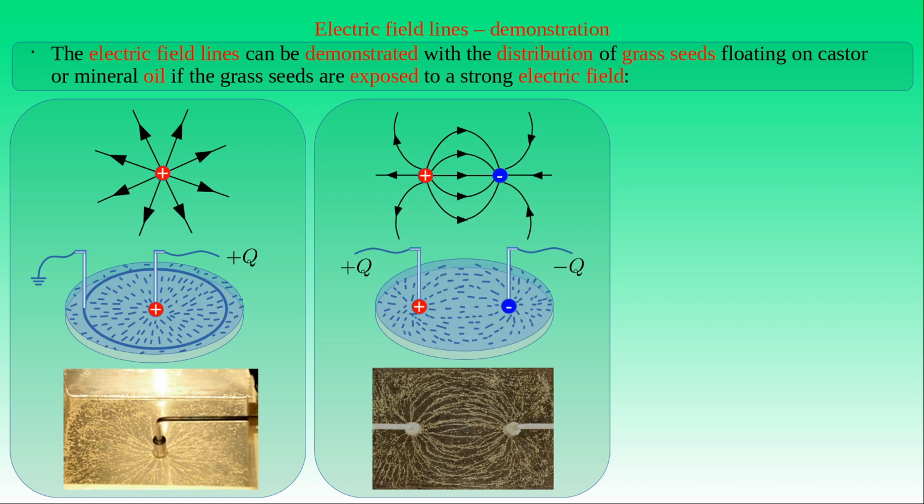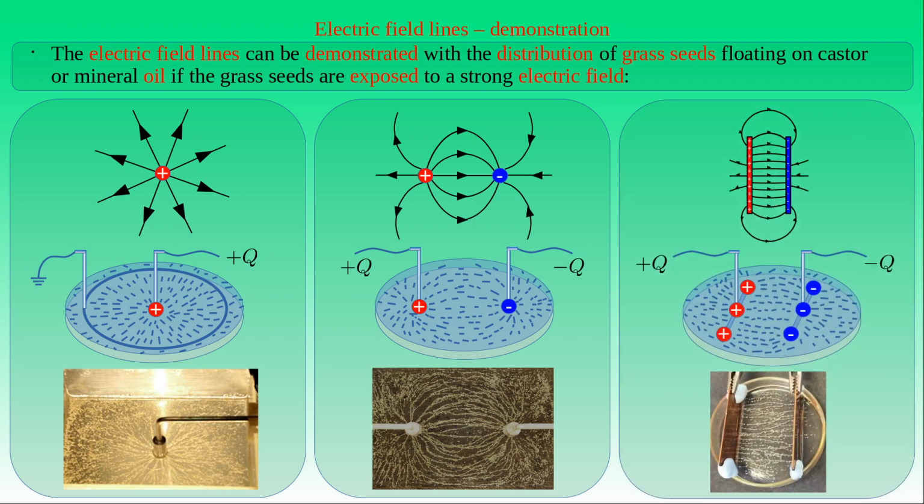Here two metal cylinders are immersed in the oil and charged with opposite charges. The electric field created around the electrodes produces electric field lines connecting them. In the photo the polarized grass seeds are aligned in the direction of the bent electric field lines, which have a symmetric distribution.